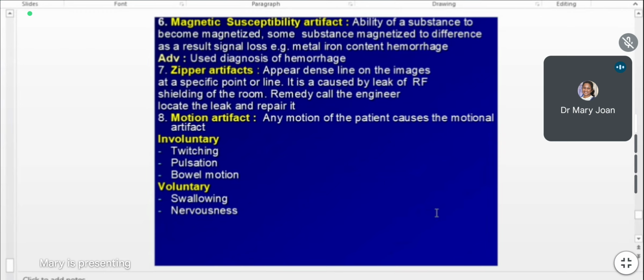And motion artifact: any motion of the patient causes a motion artifact. So this can be divided into involuntary and voluntary. Twitching, pulsation, bowel motion, etc. are involuntary. Voluntary are swallowing and motion due to nervousness of the patient.